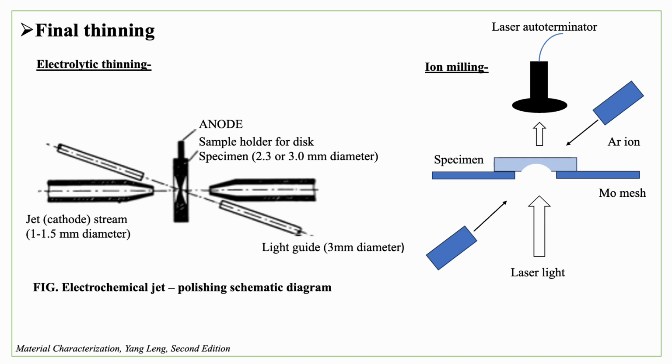Ion milling, whereas, is used for samples which are not good electrical conductors. What happens here is the specimen is placed after dimple grinding on the molybdenum mesh and is bombarded with high energy ions, which knock atoms out of its surface and therefore reduce its thickness. And this process goes on until the light transparency is detected by these light detectors. And while this process goes on, there is a lot of heating, so liquid nitrogen is used to cool down the system.